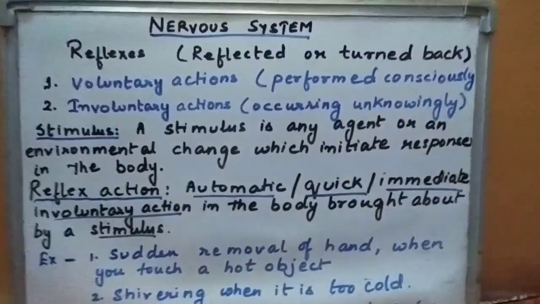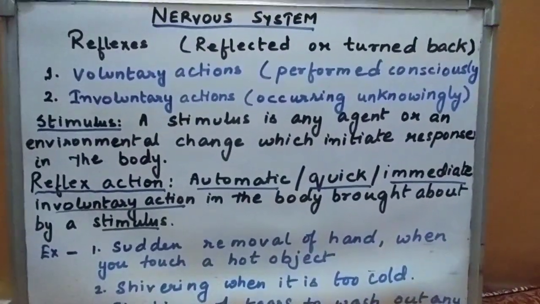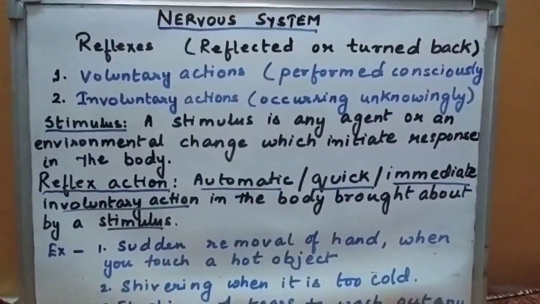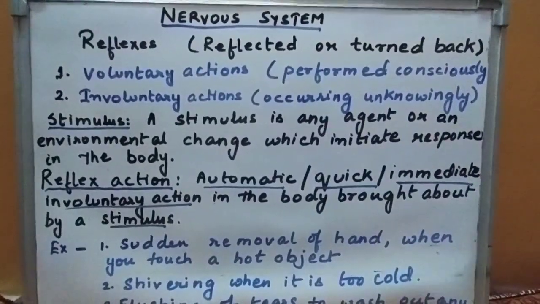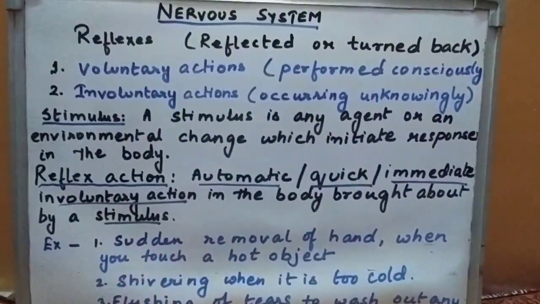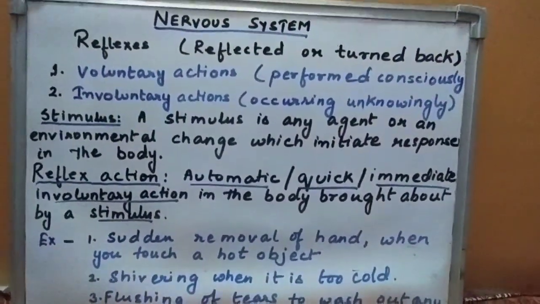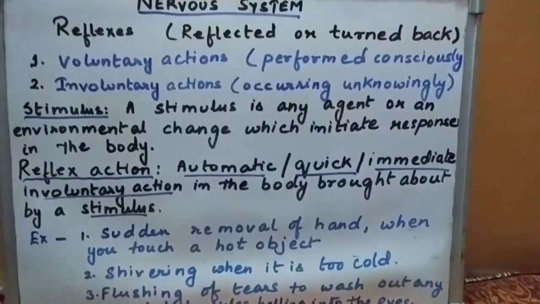But the command originates in the brain, not in the spinal cord. It involves only the help of the muscles. So your voluntary actions are mainly by the brain, whereas involuntary actions or reflexes are mainly from the spinal cord. So these were some examples of the reflex.